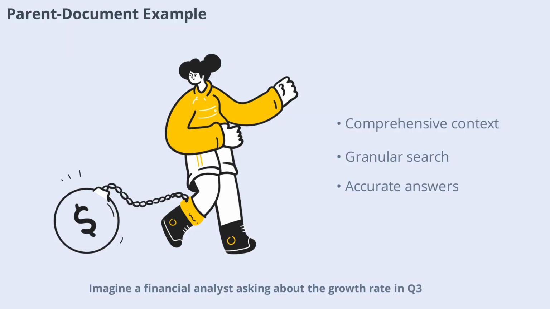Imagine a financial analyst asking about the growth rate in Q3. The system finds a matching sentence in a multi-page financial report. Instead of just returning that sentence, it retrieves the entire table and surrounding paragraph, ensuring the analyst gets all relevant context for their analysis.